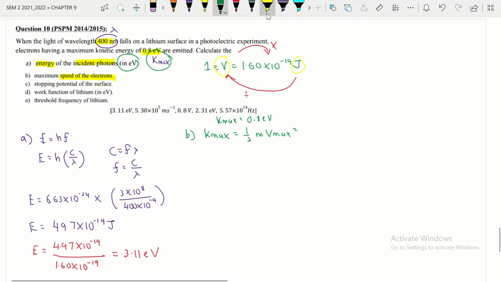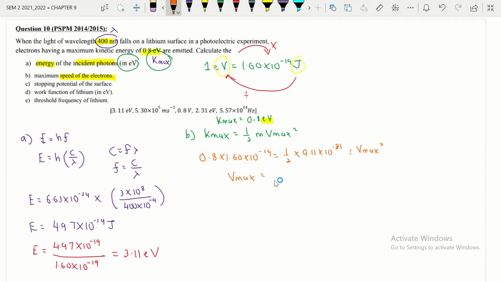0.8 electron volt. So, you see it is in electron volt. Therefore, you have to convert: 0.8 times 1.6 times 10 to the power of negative 19 equals to half times 9.11 times 10 to the power of negative 31, sorry, this is supposed to be power of negative 31, times Vmax squared. So you will get your maximum speed 5.3 times 10 to the power of 5 meter per second.